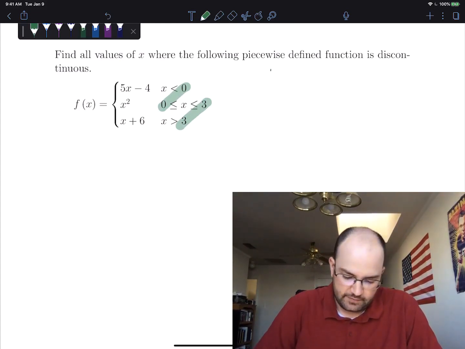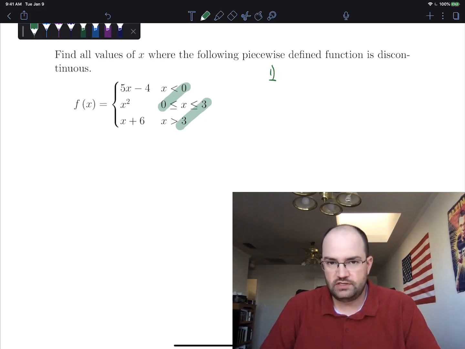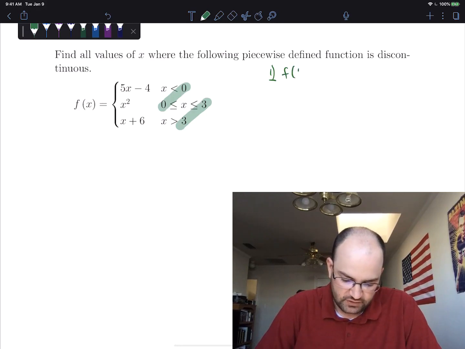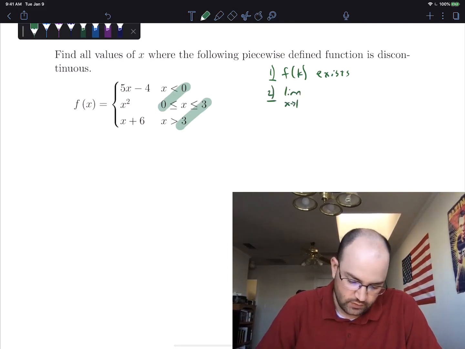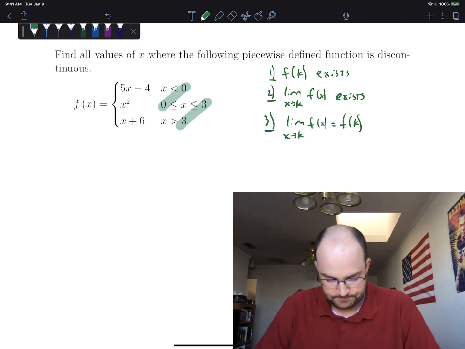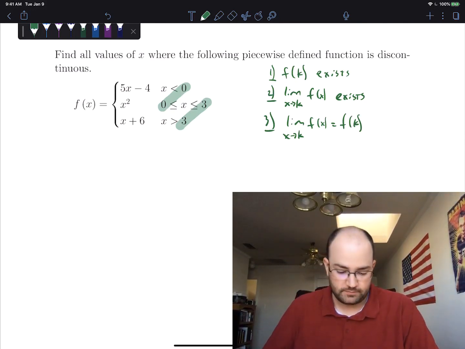Now remember, we have three different things that we need for it to be continuous at those points. The first one is that the function value exists. The second one is that the limit as x approaches that value exists. And the third one is that the limit is equal to the function value. So let's see how these work.